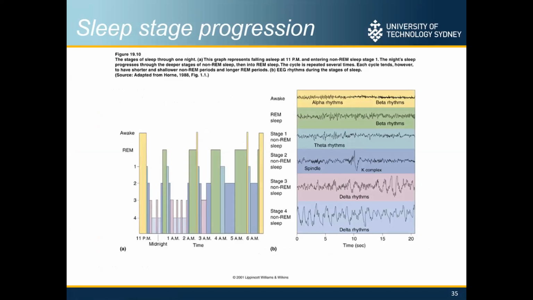This slide just gives you an idea of how EEG is applied in the onset of sleep. If you look at figure B, you can see the different EEG waves from different states of consciousness. You've got the awake condition, in which you can see mostly beta rhythms and also alpha rhythms. When you go to REM sleep, you would have a similar sort of EEG trace.